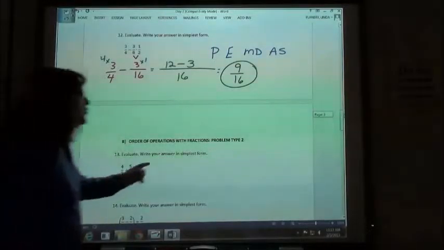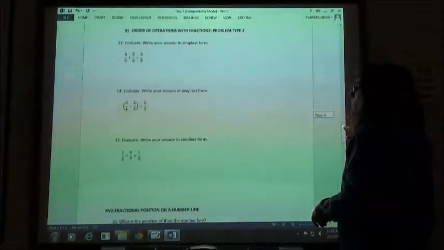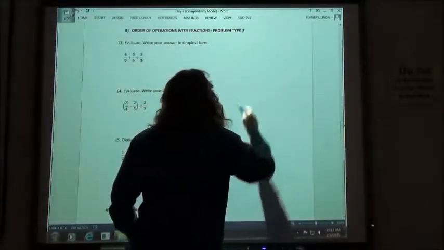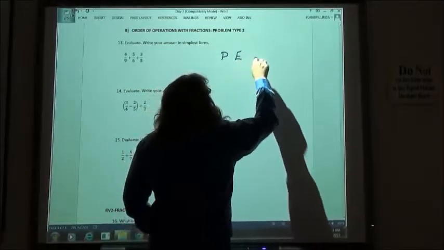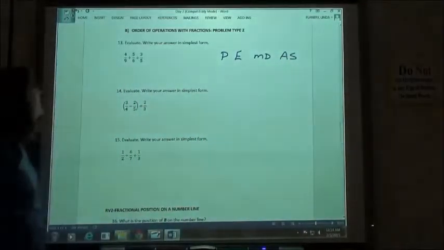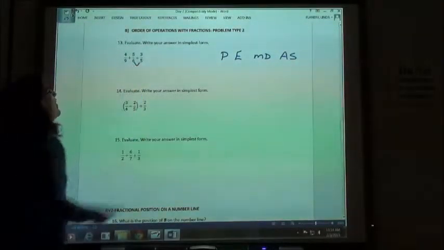And then we get to the next ones where we're still doing our order of operations with fractions. Only maybe they make them a little bit trickier, I'm not sure. So, parentheses, exponents, multiplying and dividing, adding and subtracting from left to right. So, again, we have no parentheses or exponents. We're going to do the multiplying and dividing. In this case, we have a dividing.